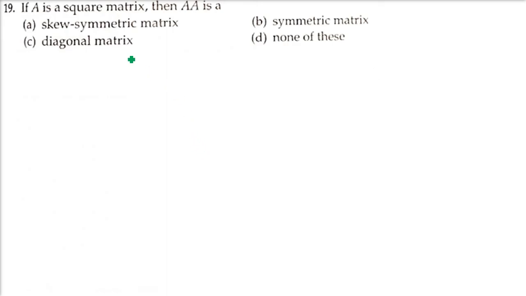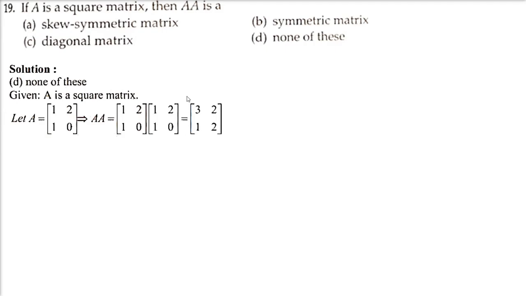If A is a square matrix, then A into A is a... See, A is a square matrix. A and A can be anything. We don't know. If you take any matrix, I'm just saying that if you take it as 1, 2, 1, 0 or any matrix, you cannot tell anything. It can be skew, it can be symmetric, it can be diagonal, it can be any of these. So by just saying that A is a square matrix, A dot A is what? You cannot tell, so you have to answer as none of these. You can take an example 1, 2, 1, 0, multiply these two and you get 3, 2, 1, 2. So A can be anything.